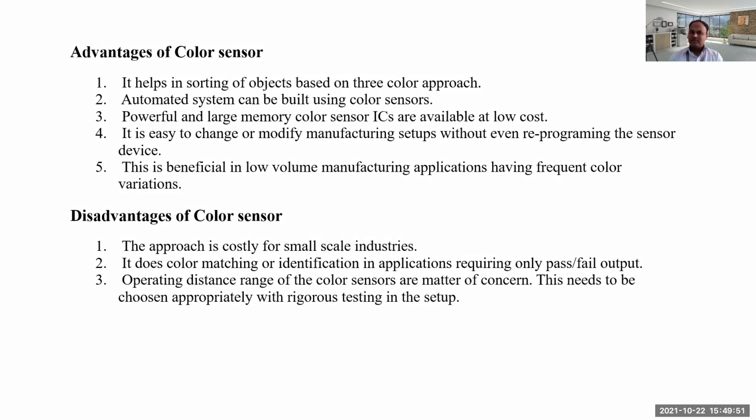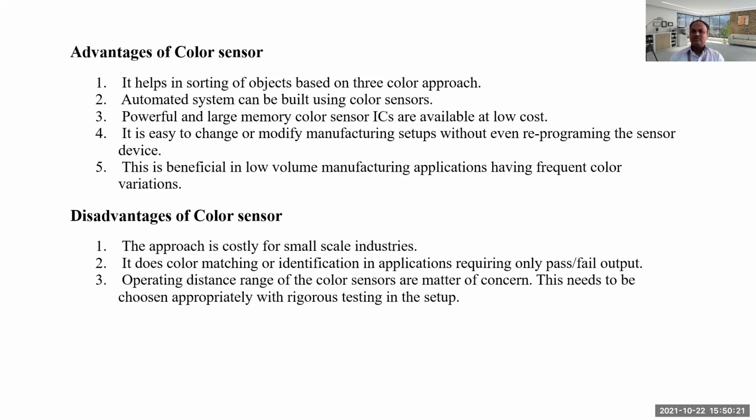Powerful and large memory color sensor ICs are available at low cost, and it is easy to change or modify manufacturing setups without even reprogramming the sensor device. This is beneficial in low volume manufacturing applications, but there are several disadvantages also, because in small scale industry this approach is costlier. It does color matching or identification applications requiring only pass fail output.